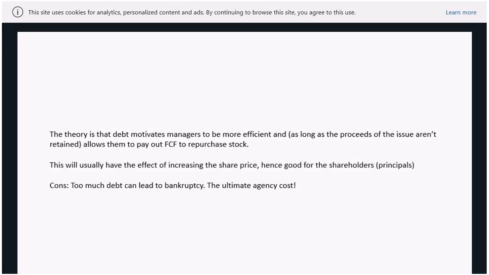Because the agents, in other words the managers and directors, are not wasting the free cash flow funds on their own pet projects, net present value projects which might be negative. Okay. Does this make sense to you?